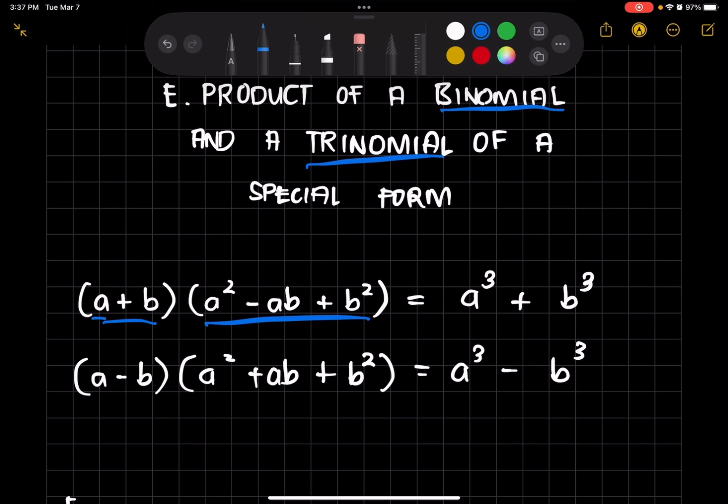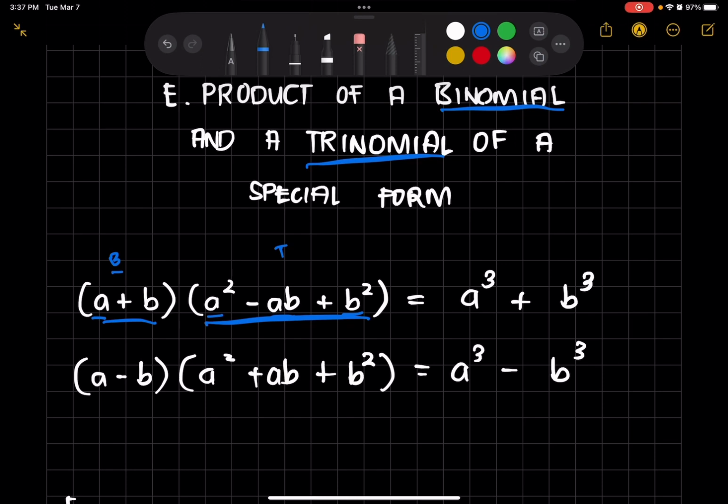Okay? So this is a binomial and this is a trinomial. So when we say trinomial, it has three terms. So yung tatlong terms na yon, these are a squared, ab, at saka b squared. And then we also have a binomial, and you already know what a binomial is, right?